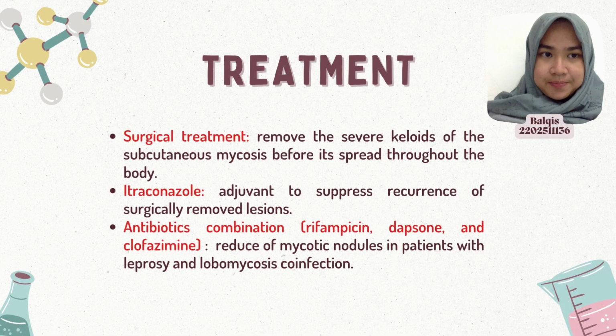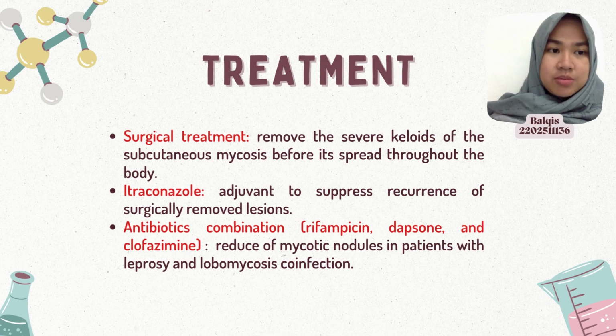Next is the treatment. The most suitable treatment for lobomycosis is surgical treatment to remove the severe keloids of the subcutaneous mycosis before it spreads throughout the body. The second is the use of itraconazole. This drug can be used as an adjuvant to suppress recurrence of surgically removed lesions. The third is the combination of antibiotics such as rifampicin, dapsone, and clofazimine to reduce mycotic nodules in patients with leprosy and lobomycosis co-infections.